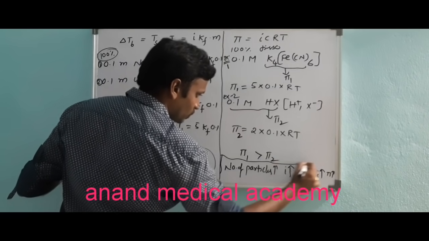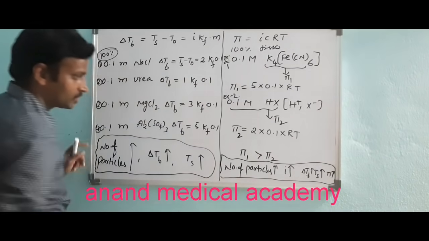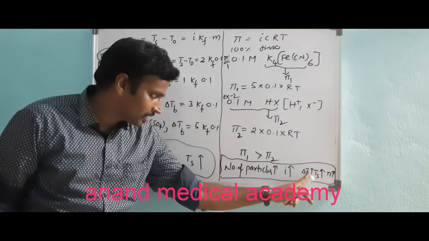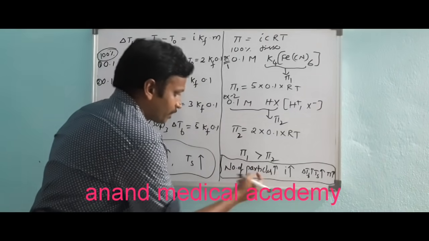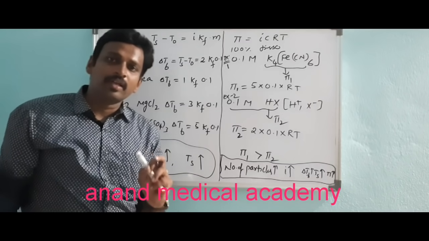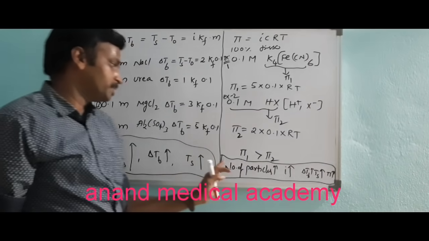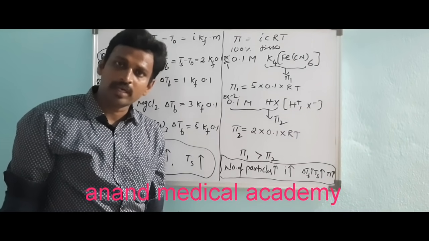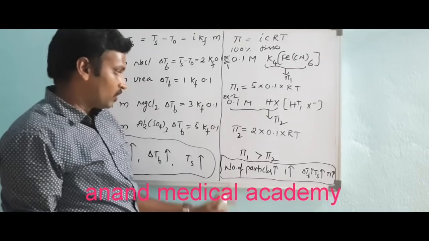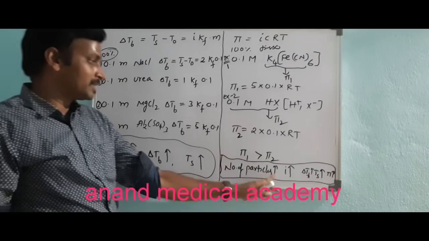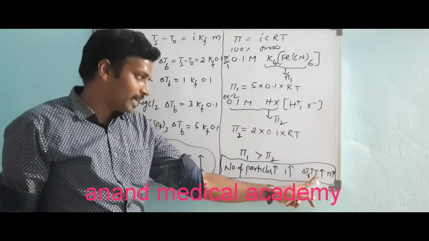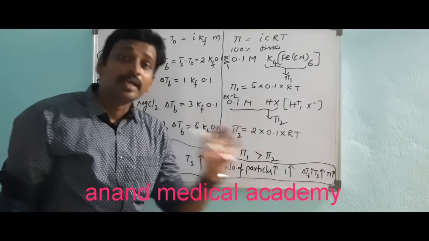This is the important note for you. Number of particles increases, i value increases, delta TB increases. These all are directly proportional. It is very much useful for our numericals, to solve different numericals. Very important. Once again, I am repeating: number of particles increases, then i value increases, then delta TB increases, then TS value increases, then pi value increases.